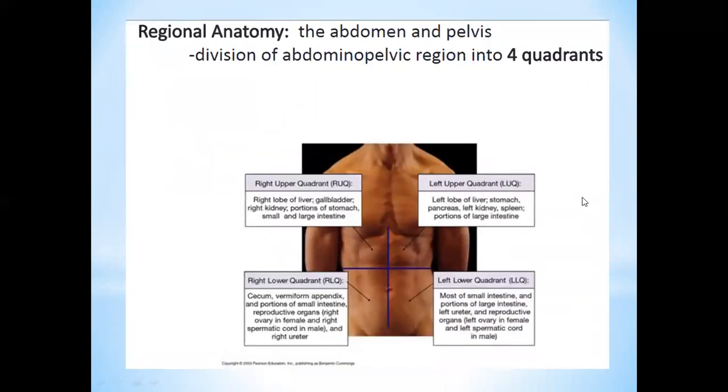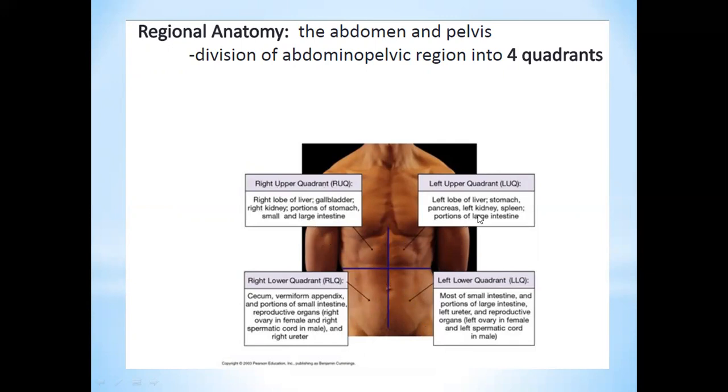Regional anatomy, the abdomen and the pelvis. Division of the abdominopelvic region into 4 quadrants. There is a right upper quadrant, a left upper quadrant, a right lower quadrant, a left lower quadrant. Right upper quadrant consists of right lobe of liver, gallbladder, right kidney, portions of stomach, small and large intestine.